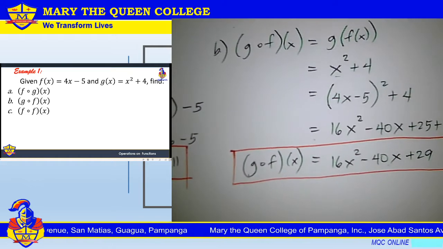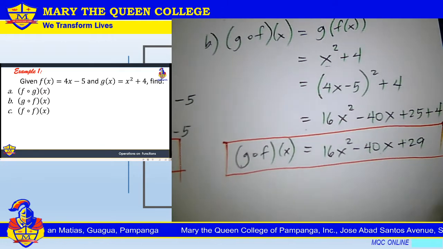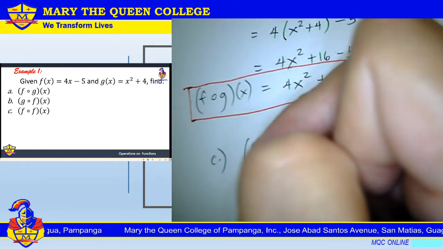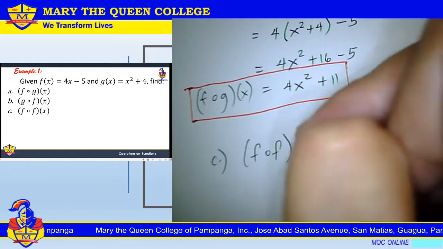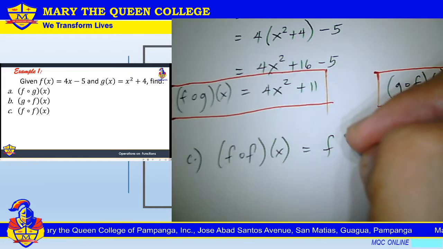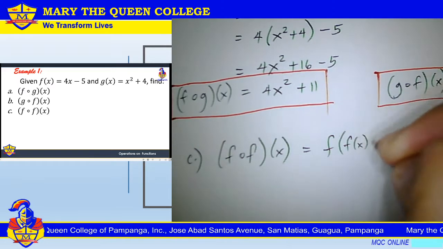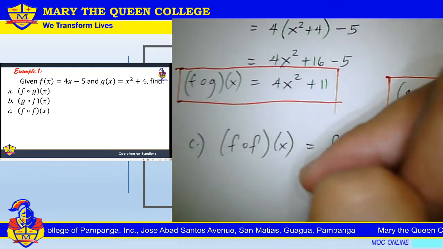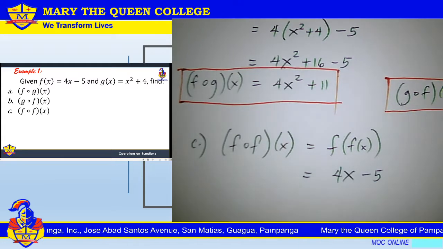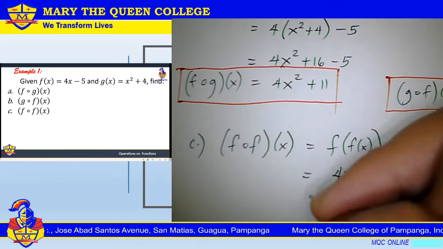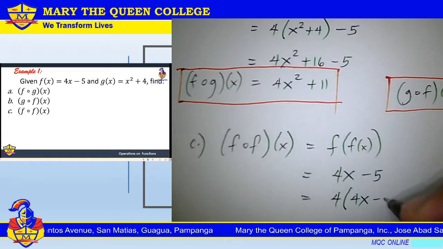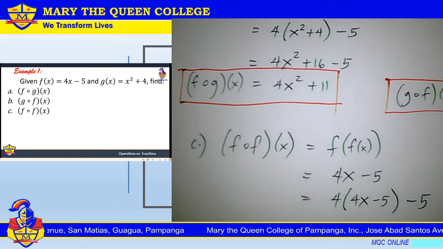Okay? So, that's the composite function of g and f. And then, for the last, letter C, we have the composite function of f of x. Okay? It's very simple. Copy lang po yung main function, maging f of x. So, ganun lang po yan. So, our main function now would be 4x minus 5. And then, our sub-function is still 4x minus 5. So, mangyari, yung x natin, replace natin ng 4x minus 5 minus 5 pa rin.